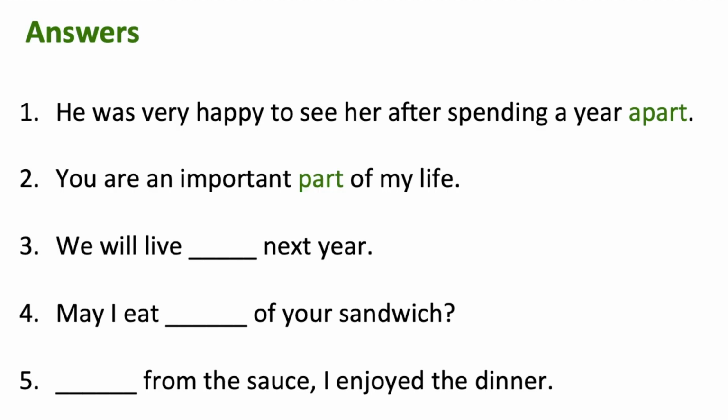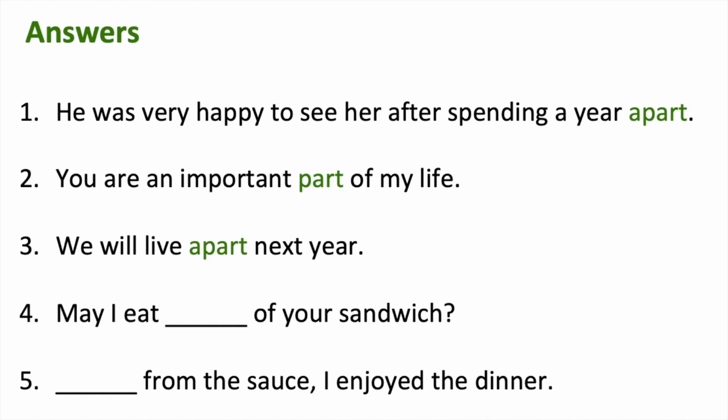You are an important part of my life. The answer is part because I'm saying that you are one important part of my life as a whole. Notice that the sentence contains the adjective important. Therefore, I have to put the article an. You are an important part of my life. However, the sentence would still make sense if I removed the adjective and the article. You are part of my life.